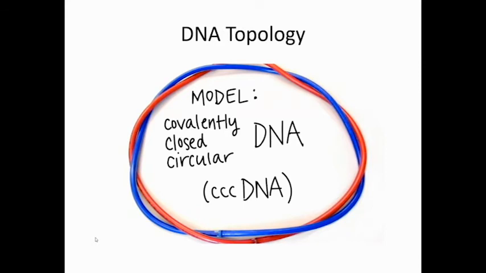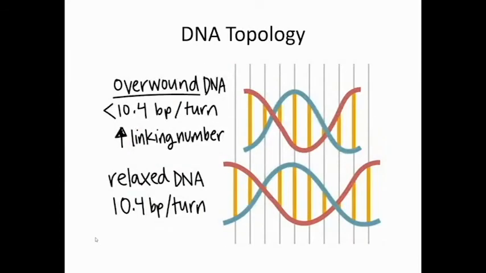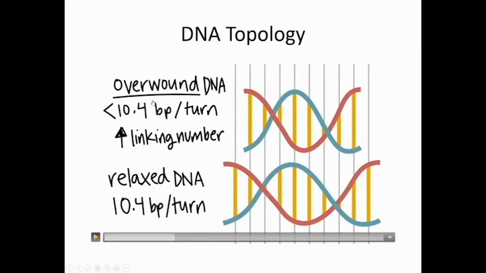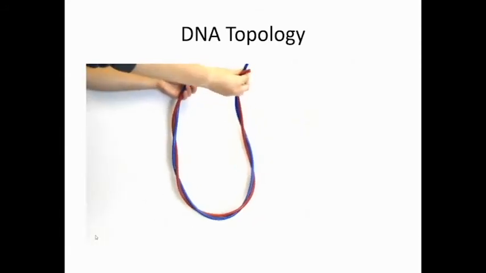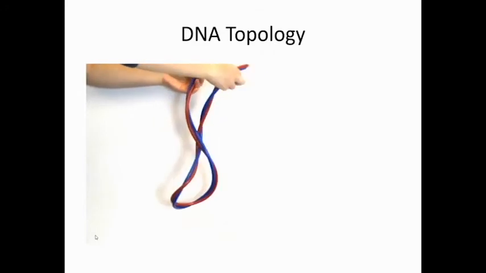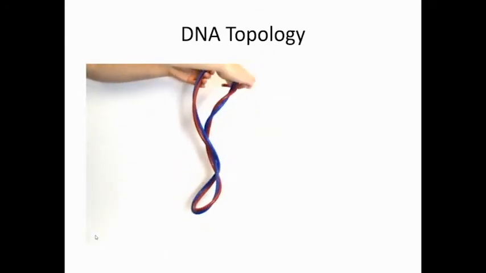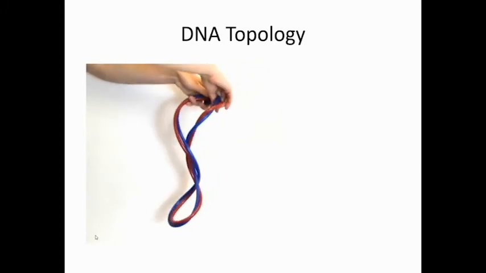But what would physically happen to this DNA if you added or removed twists or writhe in the double helix? Overwound DNA has fewer than 10.4 base pairs per turn of the helix. Thus, overwound DNA is more tightly wound than relaxed DNA and has a greater number of twists and a higher linking number than relaxed DNA. When DNA is overwound and has an increased linking number, the DNA becomes positively supercoiled, and the double-stranded structure begins wrapping around itself and creating positive writhes.